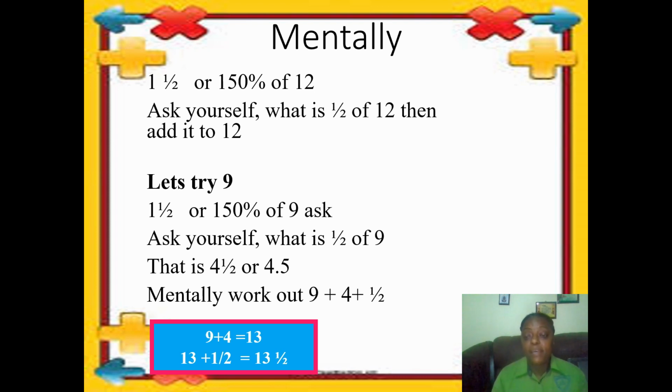Let us try 7. 1.5 of 7 would be 10.5, because you would divide 7 by 2, you get 3.5. You add that to 7, you end up with 10.5. Finding 1.5 is basically the same as finding 2.5. It's the same pattern. You multiply the number by 2, then you add a half of the number.